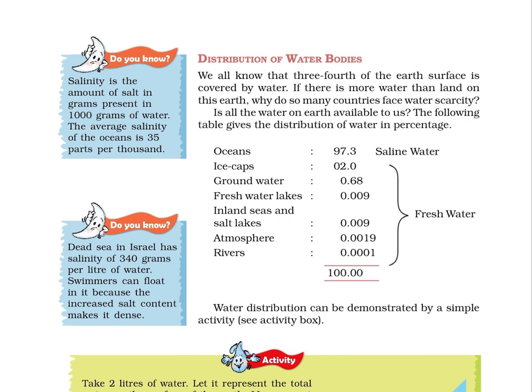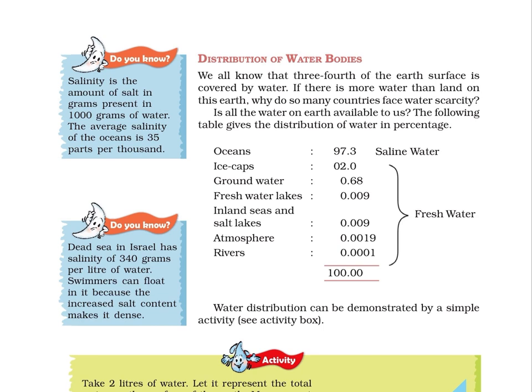Distribution of water bodies. We all know that 3/4 of the Earth's surface is covered by water. If there is more water than land on this Earth, why do so many countries face water scarcity? Is all the water on Earth available to us? The table here gives the distribution of water in percentage.